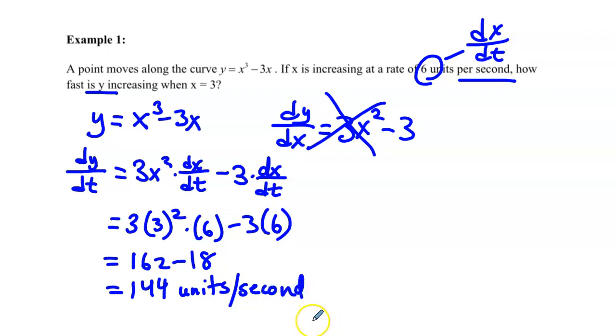Okay, and it's really as simple as that. I mean, I took my time explaining how to do this, but you start with an equation that relates the two quantities. You take the derivative of both sides of that equation with respect to time, and then you sub in the appropriate values to get your final answer.